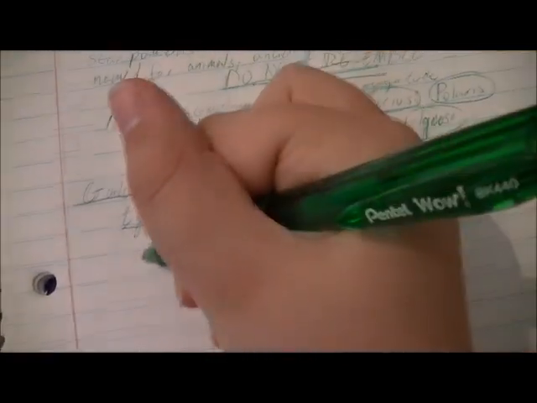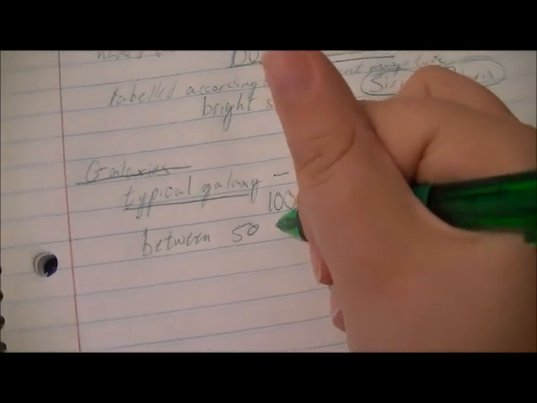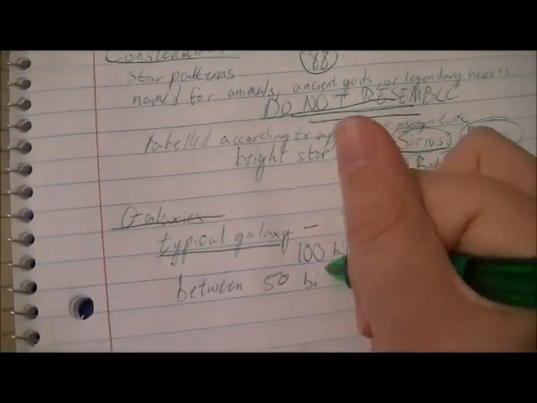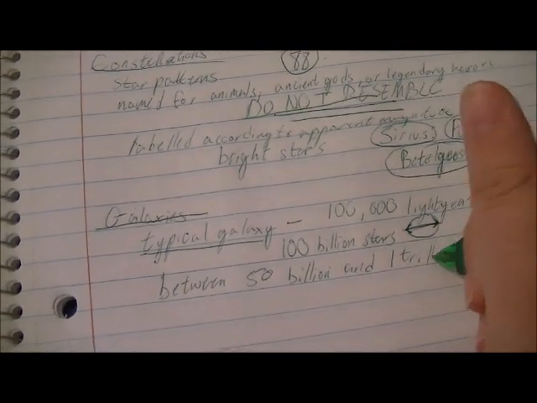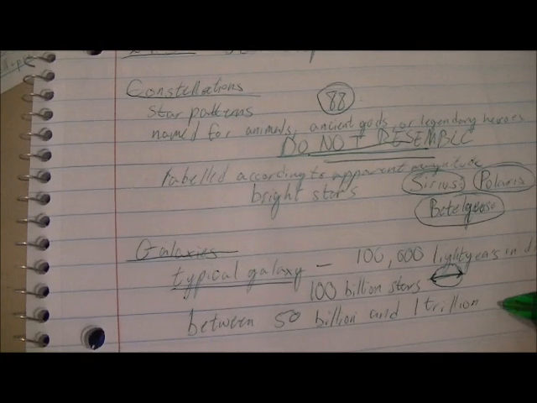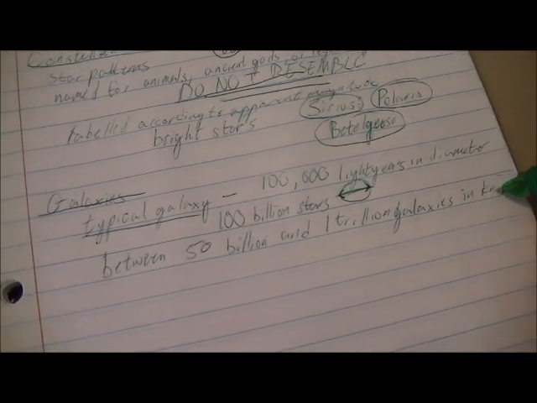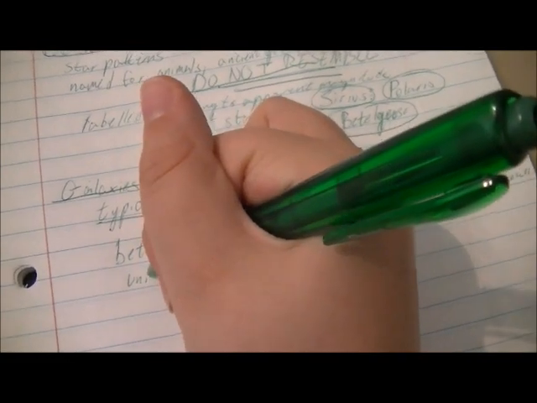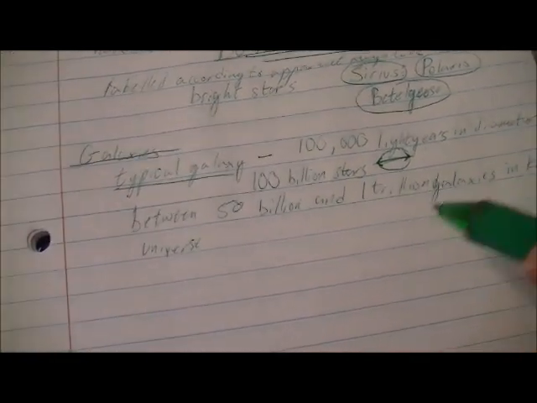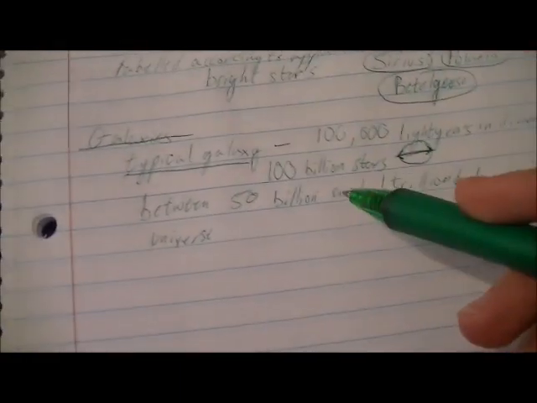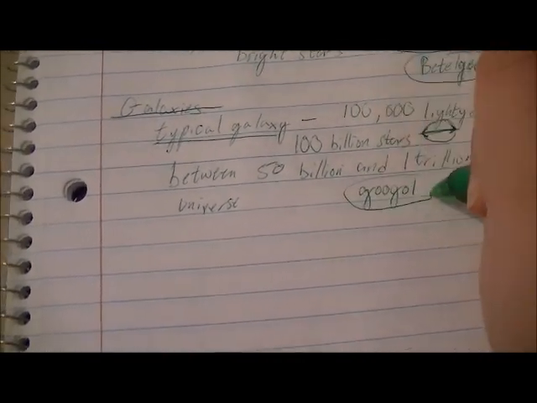And there are, this is speculation on scientists' parts even, between 50 billion and 1 trillion galaxies in the known universe. And if you plug in 100 billion stars per galaxy, you have got googols of stars. And yes, that is a real word. You can look it up. Googol, which is actually where Google got its name.